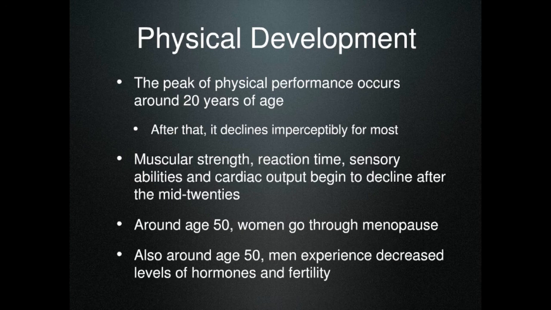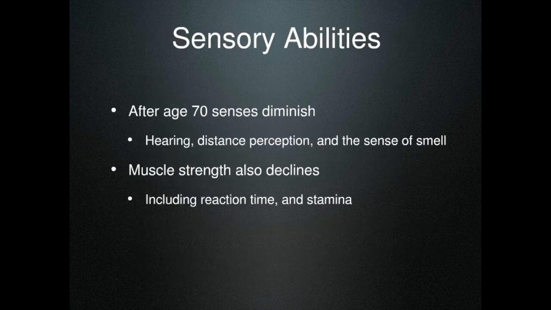We talked about physical development. Peak physical performance happens at the age of 20. After that, you're declining. So you guys are about ready to hit your peak. Make the best of it, because after that, it's all downhill. We talked about women at age 50, somewhere around age 50, going through menopause, no longer able to reproduce. And then after age 70, we know that senses diminish.